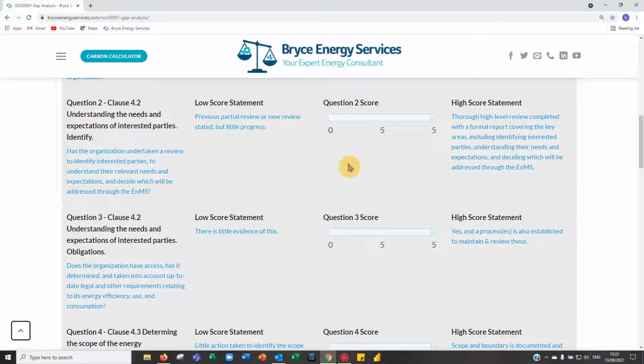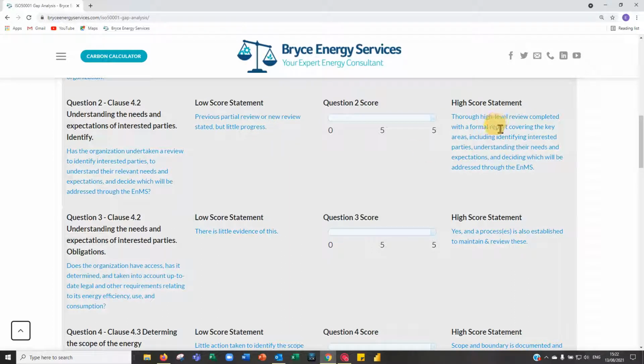So have you looked at all your interested parties? Are they involved in the energy management system? And then if so, what is their involvement and expectation? So for a low score: previous partial or new review stated, but little progress. So basically you said you do something, but you haven't done anything yet.